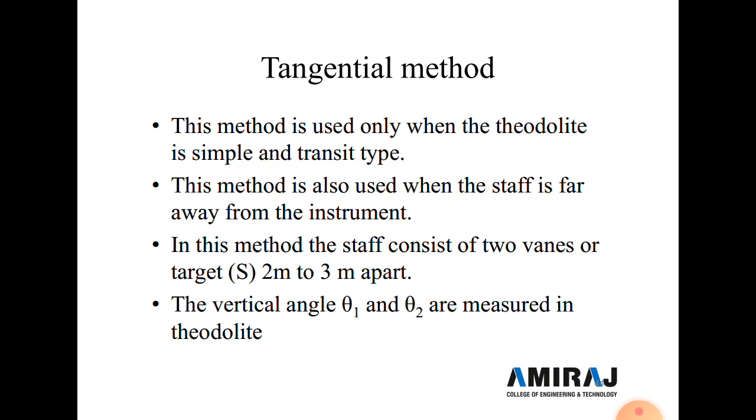This method is used when the theodolite is simple and transit type, and where the staff is far away from the instrument, meaning the distance between the staff and instrument is very large. The staff consists of two vanes or targets 2 meters and 3 meters apart. In the tangential method, two angles, theta 1 and theta 2, are measured in the theodolite.